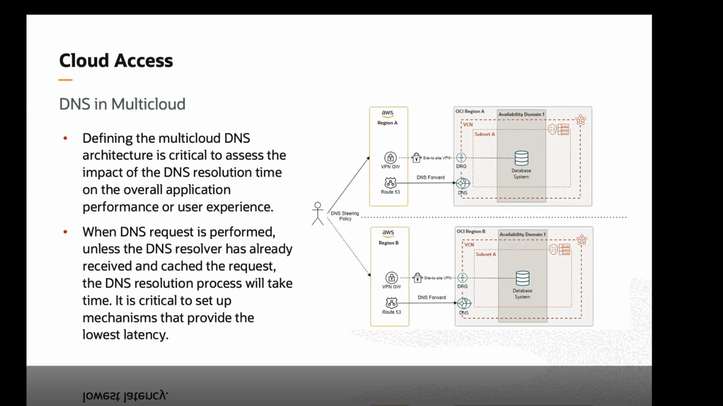OCI provides options to either host the DNS as primary provider or be able to integrate with other cloud providers' DNS services. For example, we can have Route 53, AWS DNS service, to steer traffic between the OCI regions, where the application is deployed for production in one OCI region and DR in another.